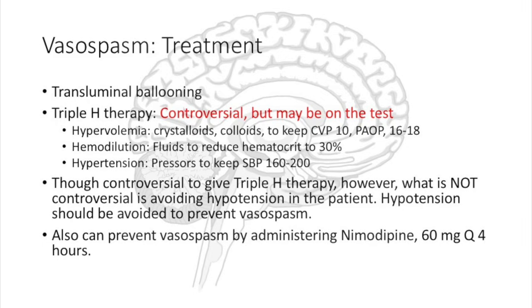However, if it's not, it's important to remember that in people post subarachnoid hemorrhage, hypotension should be avoided. You can also prevent vasospasm by administering nimodipine.